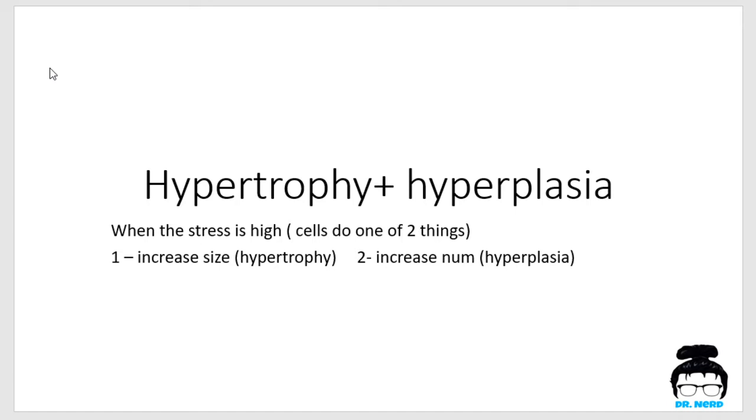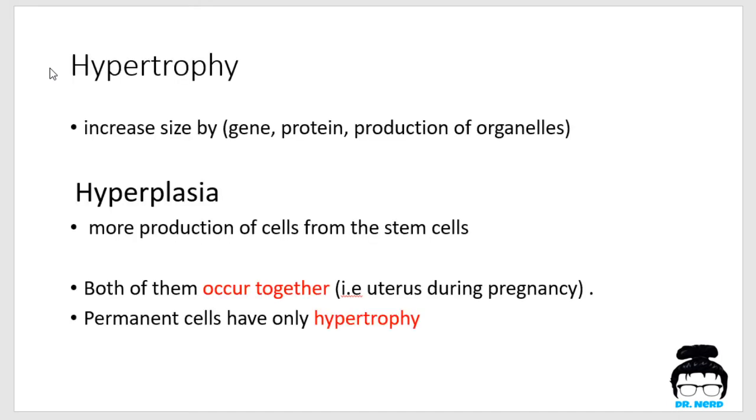So, firstly, we will talk about what happens after we increase the stress on the cell, and we will have two things happen. The first one is hypertrophy, which means increasing the size of the cell, and secondly, we will have hyperplasia, which means we will increase the number of cells.